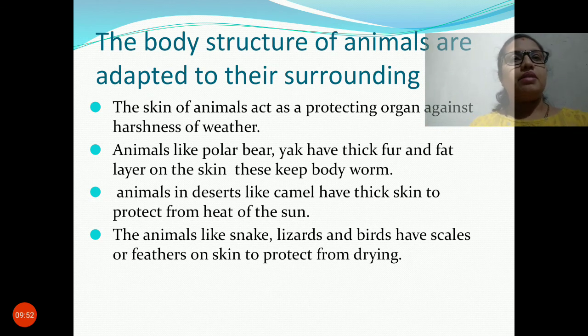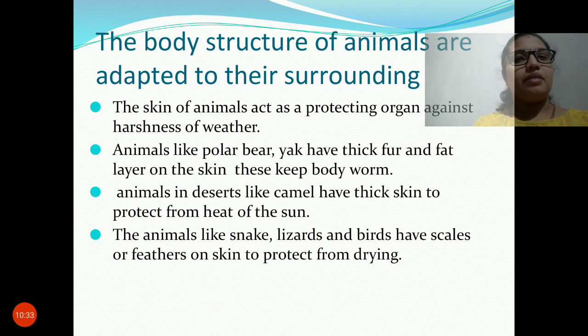Then animals according to the body structure. How the body structure will help the animal to adapt to the surroundings. We will see how the body structure of an animal will help the animal to adapt to their surroundings. The skins, a few examples I have given. The skin of animals acts as a protecting organ against harshness of weather. The main thing is the structure of skin. The skin type will help the animal to protect from the weather changes.